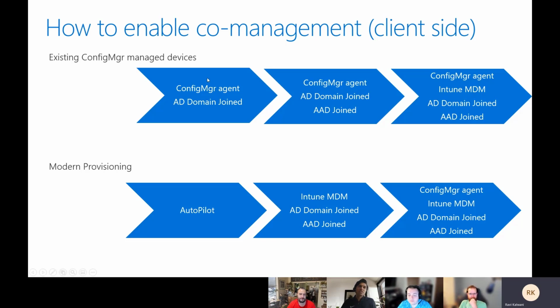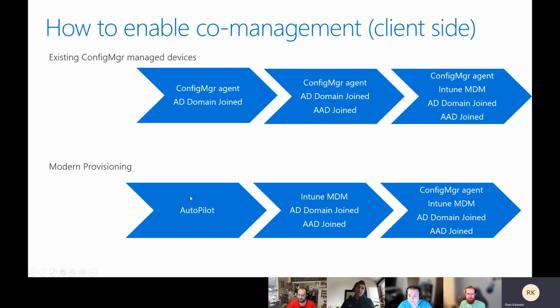So for the existing devices, this is where you're going to start. ConfigMgr agent already installed, AD domain joined. The device has to be hybrid Azure AD joined, because of how the flow works. Existing devices only, back to Stephen's point. It's not new devices. Then you enable co-management from ConfigMgr, and again, we're going to do a demo. It sends policies, the device gets enrolled into Intune, and this is the state that it comes into.